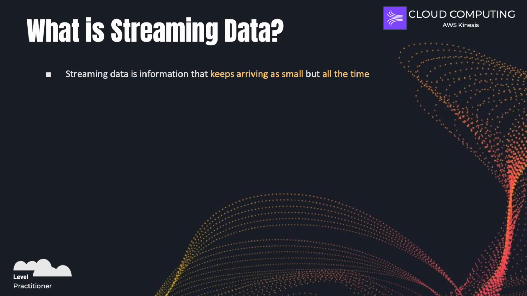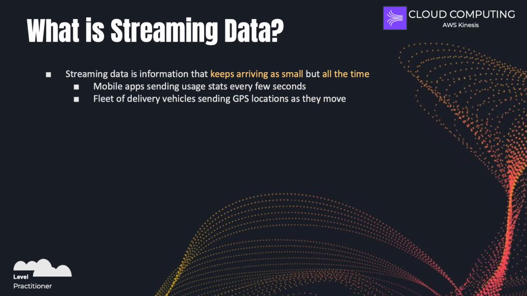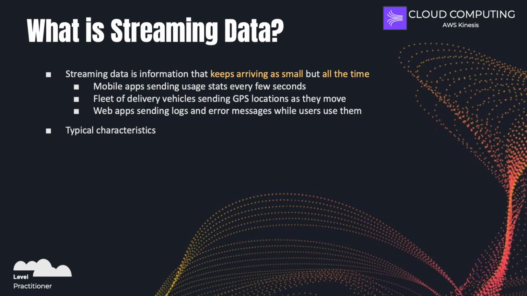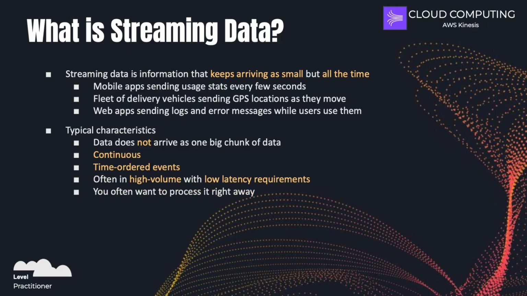For example, a mobile app sending usage statistics every few seconds, a fleet of delivery vehicles sending their GPS locations as they move, or a web application sending logs and error messages while users are actively using it. In all of those cases, the data doesn't arrive as one big chunk. It arrives as a consistent flow of small pieces of data, and you often want to process it as soon as it comes in.